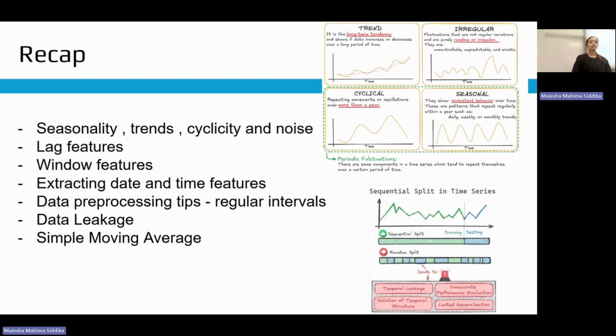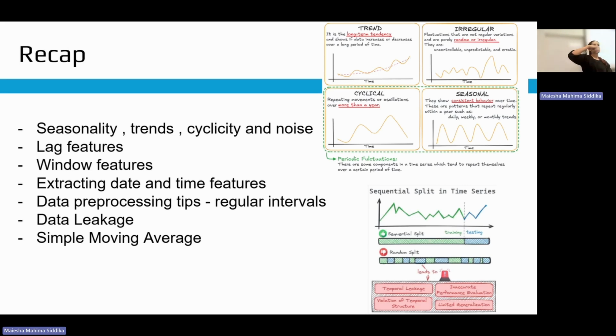So we looked at things like seasonality, trends, cyclicity, and noise. So a trend is just a long-term dependency over time. It can be increasing, it can be decreasing, or it can be stable. It doesn't always have to be a straight line or a linear trend. It can be polynomial, it can be exponential, it can also be non-parametric, and that's where there isn't a closed form solution. We also looked at cyclicity, which is basically repeating movements or oscillations over more than 1 year.